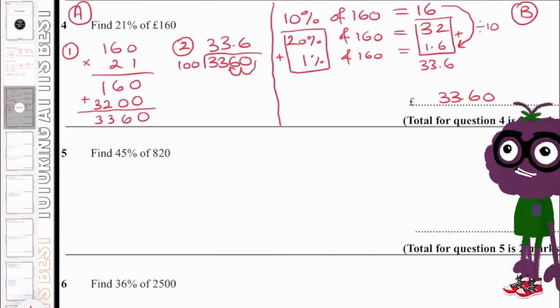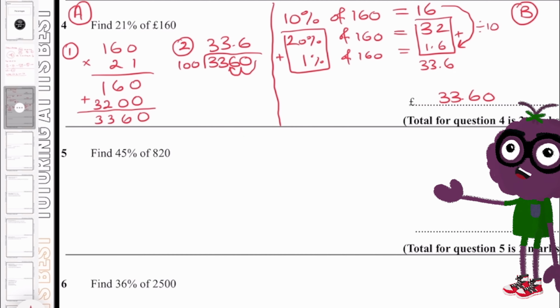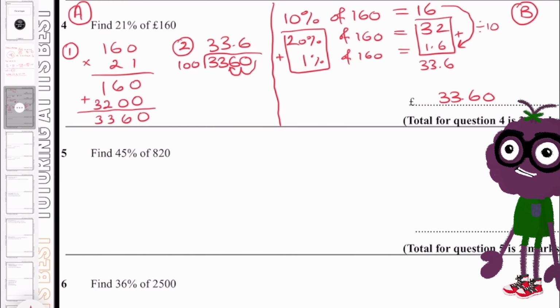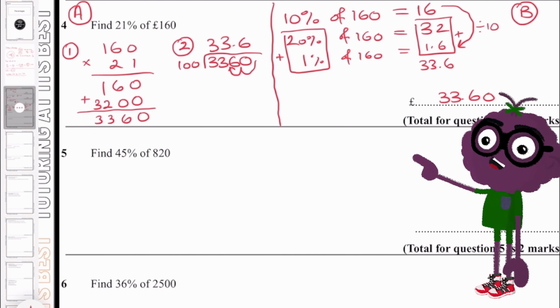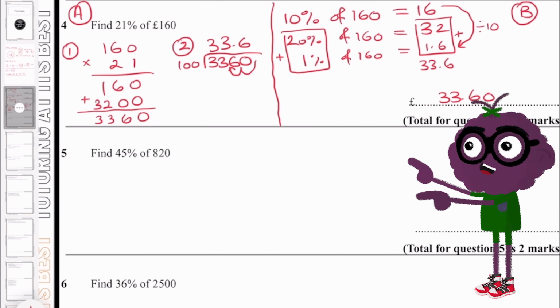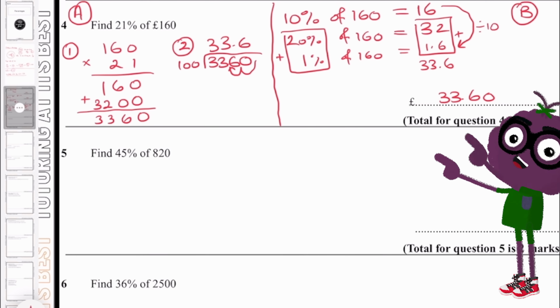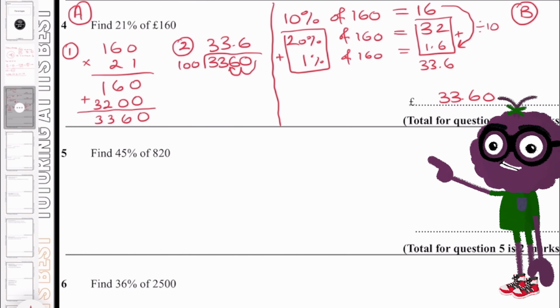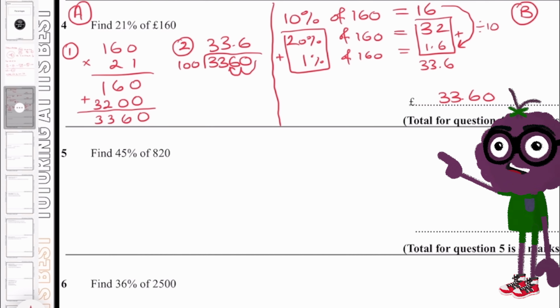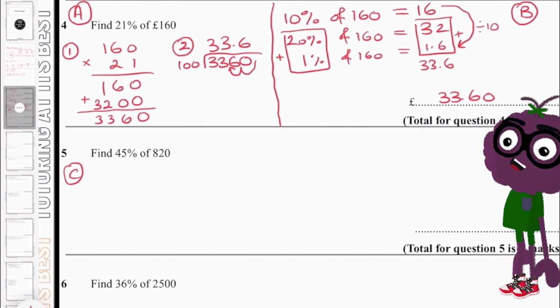Okay, let's go for question 5. Find 45% of 820. Once again, I'm going to go through multiple methods, and then whichever one you feel comfortable with, you can continue following that. As we get through to the middle of the document, I will then start focusing on one method just to remain consistent. But as long as we get the same answer, that's what we need. Okay, so I'm going to go for method C now.